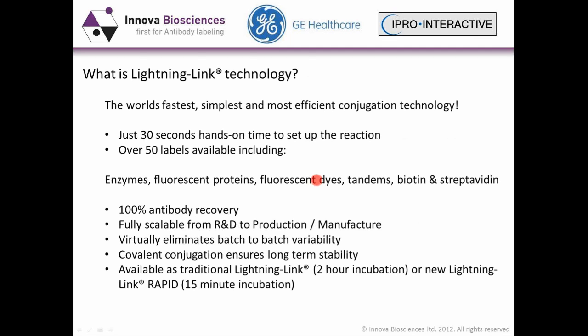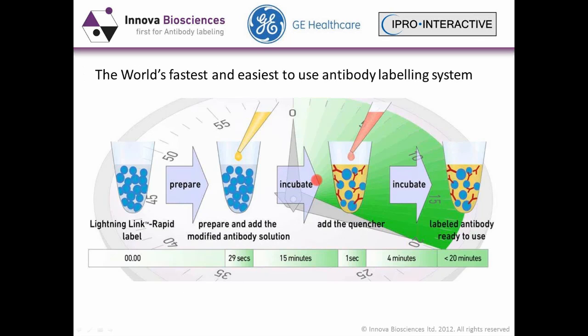So Innova was founded on Lightning-Link technology. Within that range we have many fluorochromes and enzymes, biotin, streptavidin, many of which can be applied to lateral flow. The basis of this is the speed at which you can do the conjugation, the reproducibility, and the stability of those conjugates once completed. If anybody has any questions, we can follow those up later.